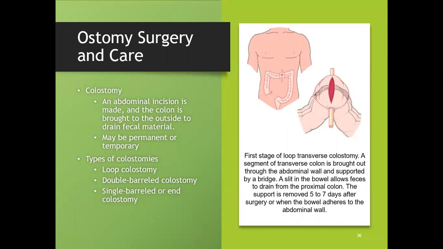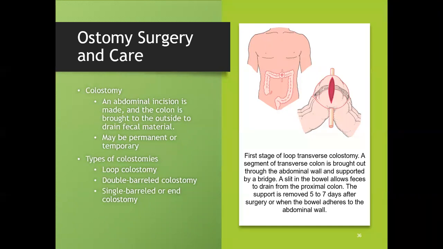Ostomy surgery and care. Well, this is a colostomy. It's an abdominal incision that's made and then the colon is brought out to the outside to drain out the fecal material. Sometimes these are only for a little while, so they're having something going on, or we need to fix something else, or they've had a major trauma and we've got issues. Sometimes they are permanent. So types of colostomies, there's loop colostomies, double-barreled colostomies, single-barreled or end colostomies.